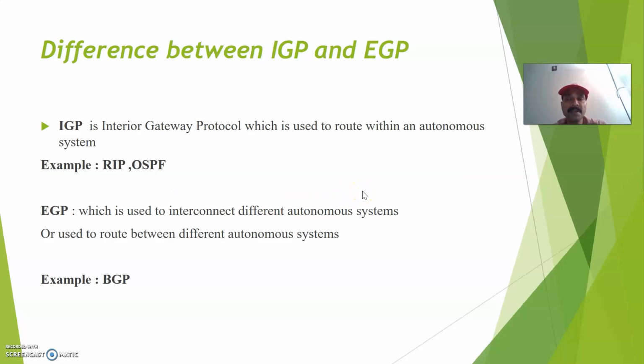Now let us understand the difference between IGP and EGP. IGP is an Interior Gateway Protocol, which is used to route within an autonomous system. Examples are RIP and OSPF. EGP is used to interconnect different autonomous systems, or to connect two different autonomous systems. An example is BGP. EGP is a historic routing protocol and BGP is the successor to EGP.